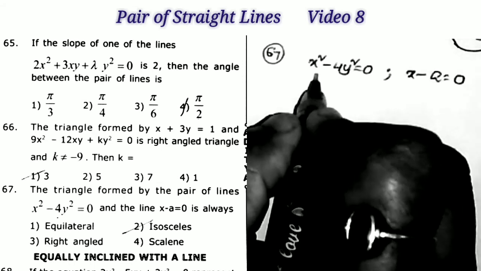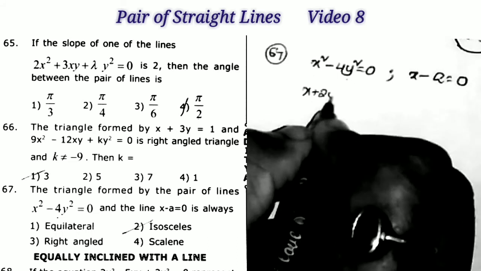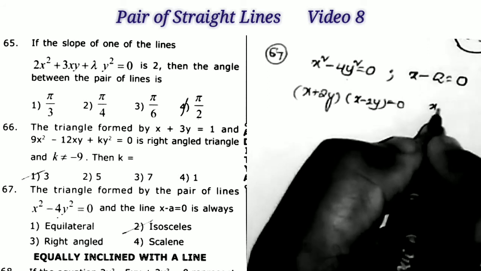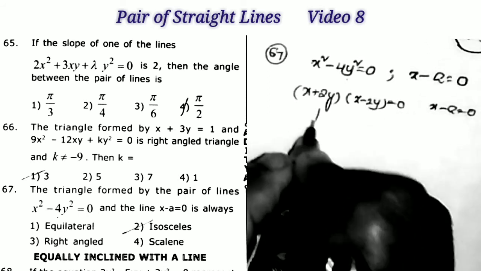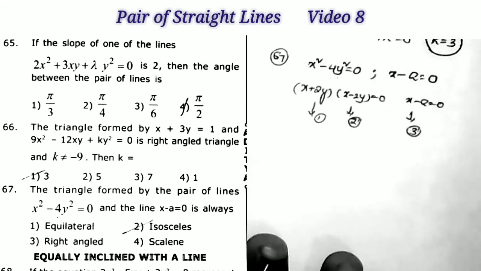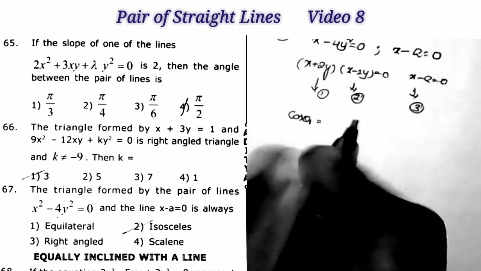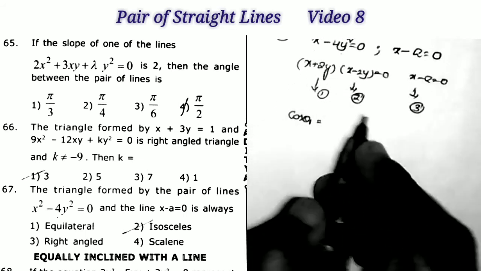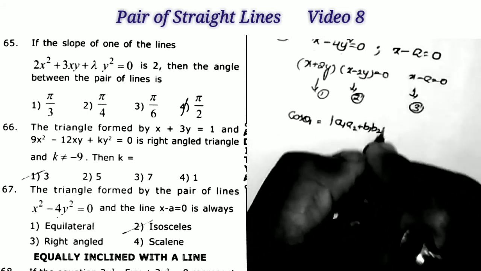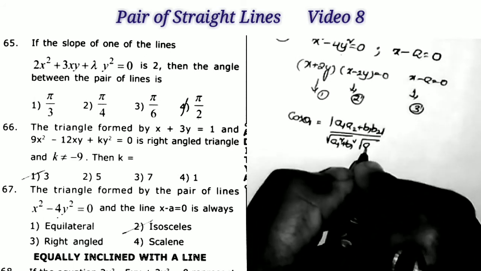Okay, listen. What is the first equation? x square minus 4y square is equal to 0. This is nothing but x plus 2y into x minus 2y is equal to 0. And the third line is x minus a is equal to 0. So this is the first line and this is the second line and this is the third line. Now we have to take the angles first. So first angle, cos theta 1 is equal to, I am taking the angle between two lines. What is the formula? a1 a2 plus b1 b2 by square root of a1 square plus b1 square into square root of a2 square plus b2 square. I am using this formula to find the angle.